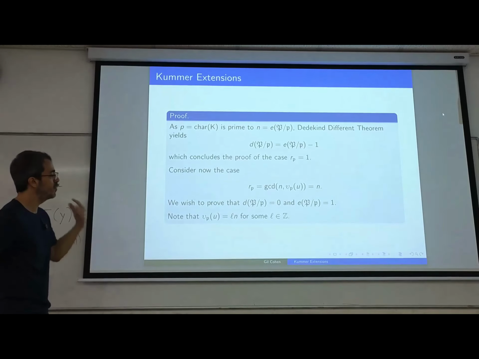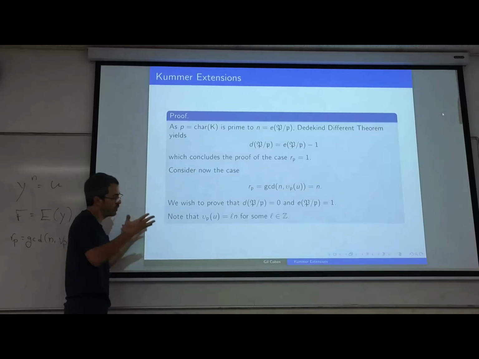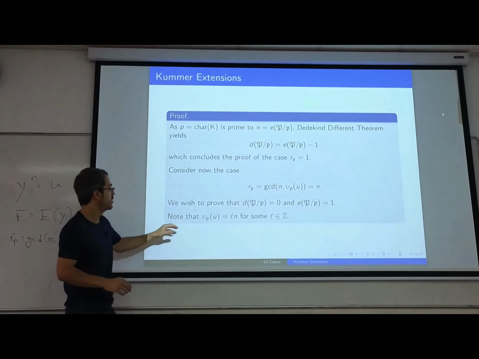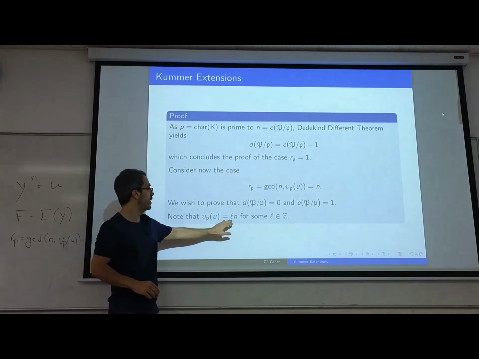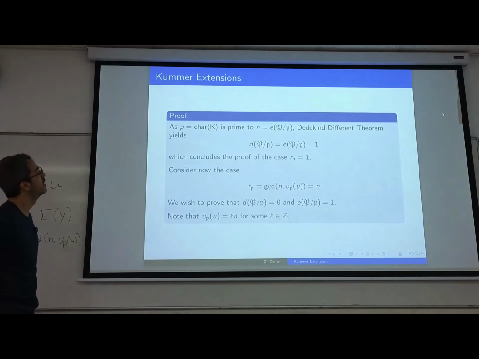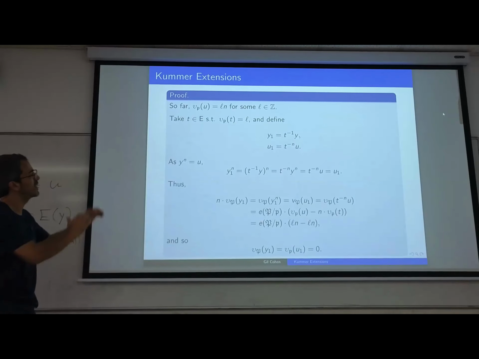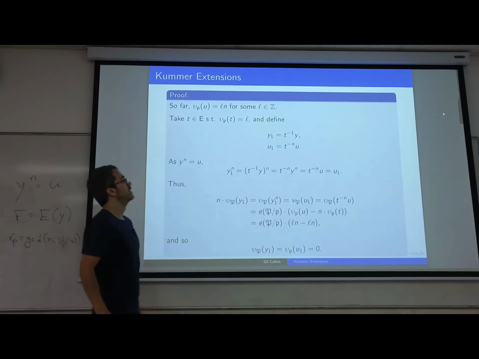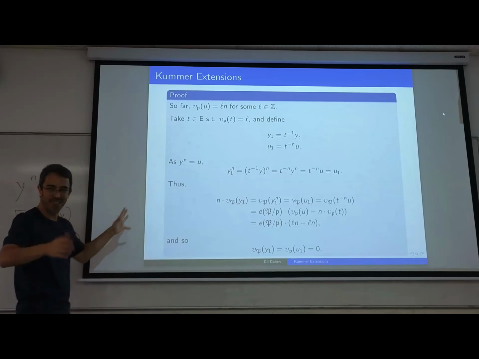And also just note that, because the GCD is n, this means that VP of U is a multiple of n. Could be 0, could be negative, but a multiple of n. It may have poles there, but it's a multiple of n. So let's denote VP of U to be L times n, some integer L, could be negative, just as a notation. Because what I want to do now is kind of regularize that.